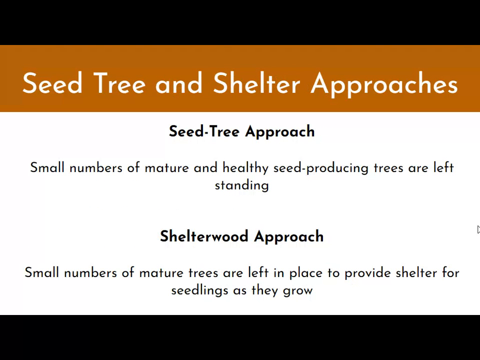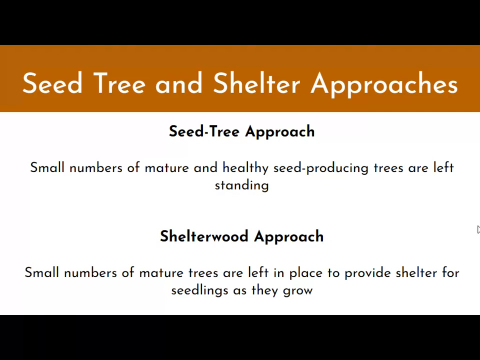The next one are seed tree and shelter tree approaches. In a seed tree approach, they leave a couple mature and healthy trees that produce seeds. That way they don't have to plant the new trees. They leave these trees available and they will produce the seeds that would eventually regrow the forest. That way they don't have to worry about replanting if they leave a tree that will do the replanting for them and just let nature take its course.